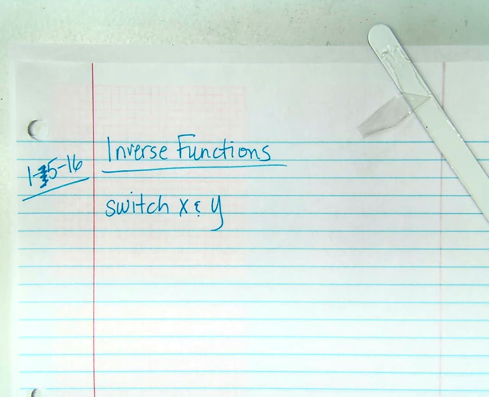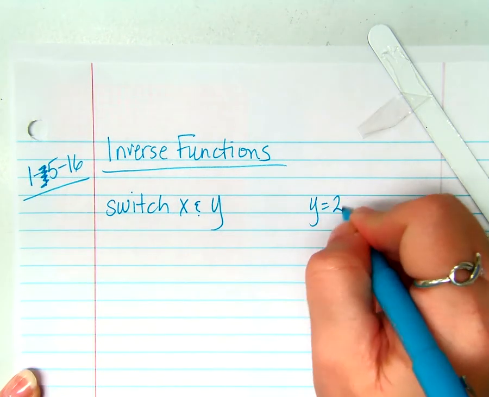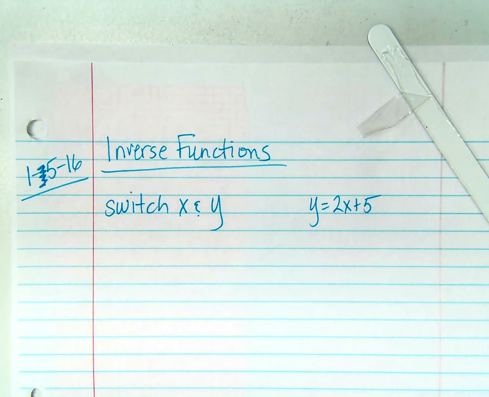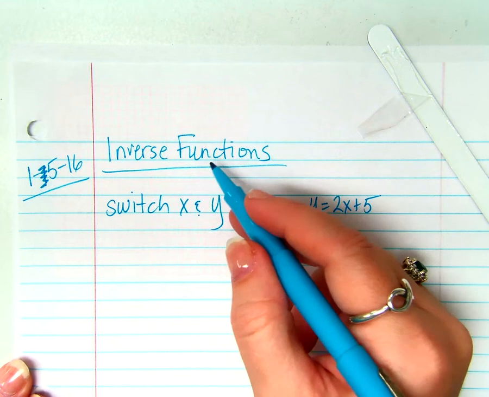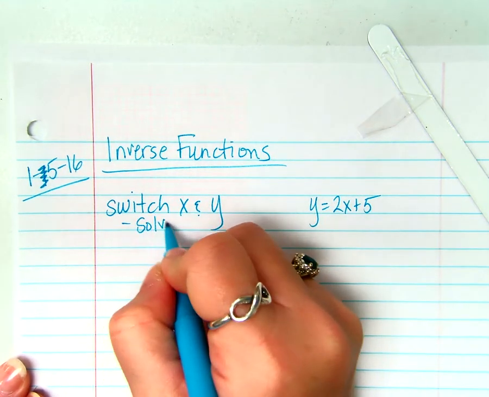In some situations, you're done after you switch x and y. In some situations, there's one more step. If I give you an equation like y equals 2x plus 5, and I ask you to switch x and y, in order to get back to the regular function, what do you have to do then? You've got to get the y by itself again, right? You've got to solve for y. So the steps we're mostly going to talk about to find an inverse function are: switch x and y, and then solve for y.